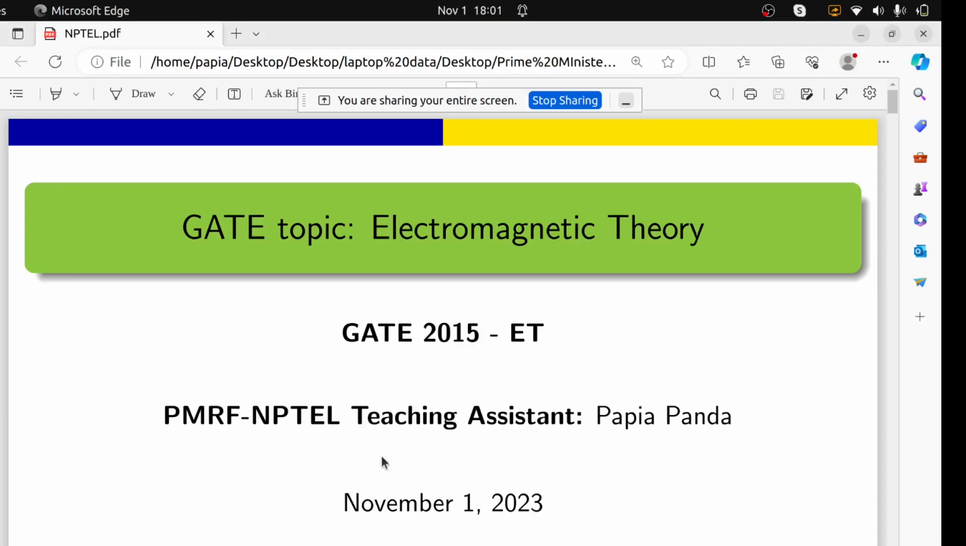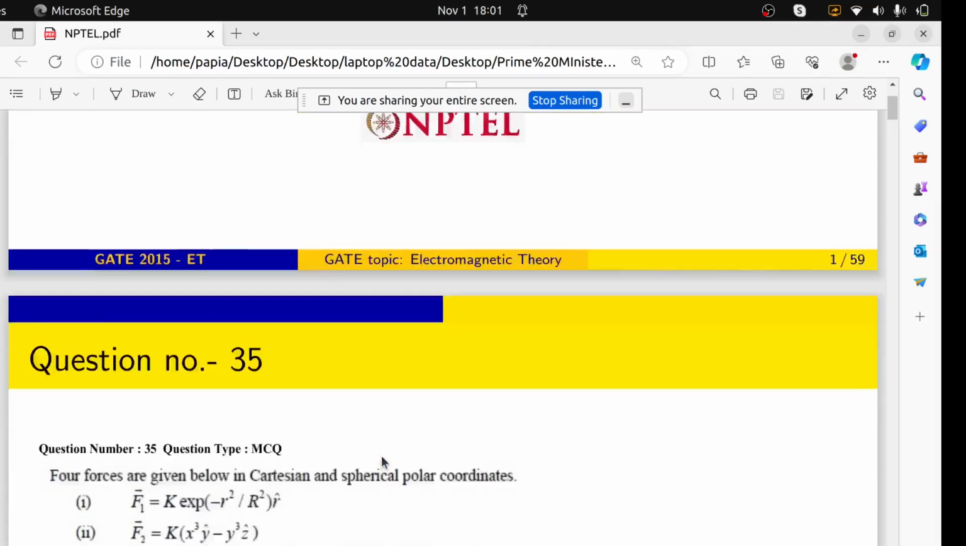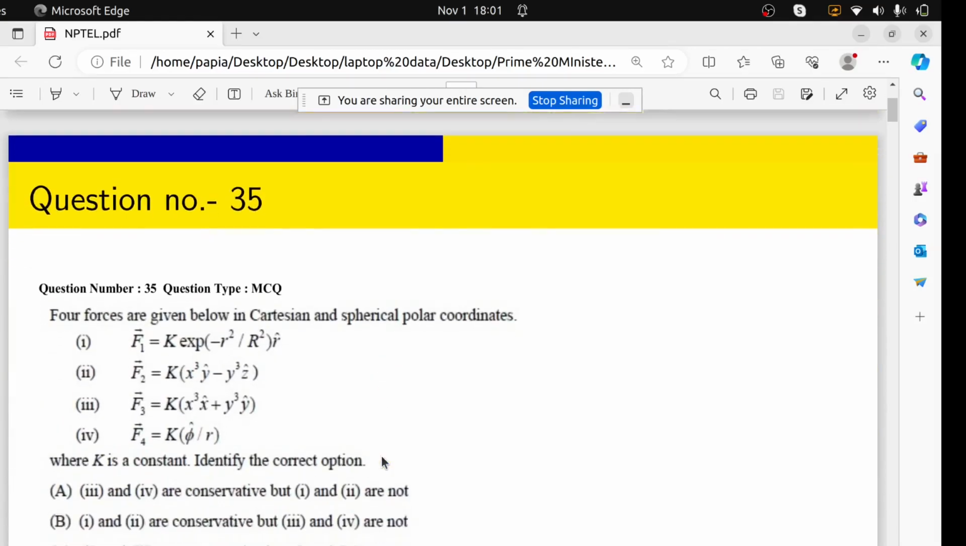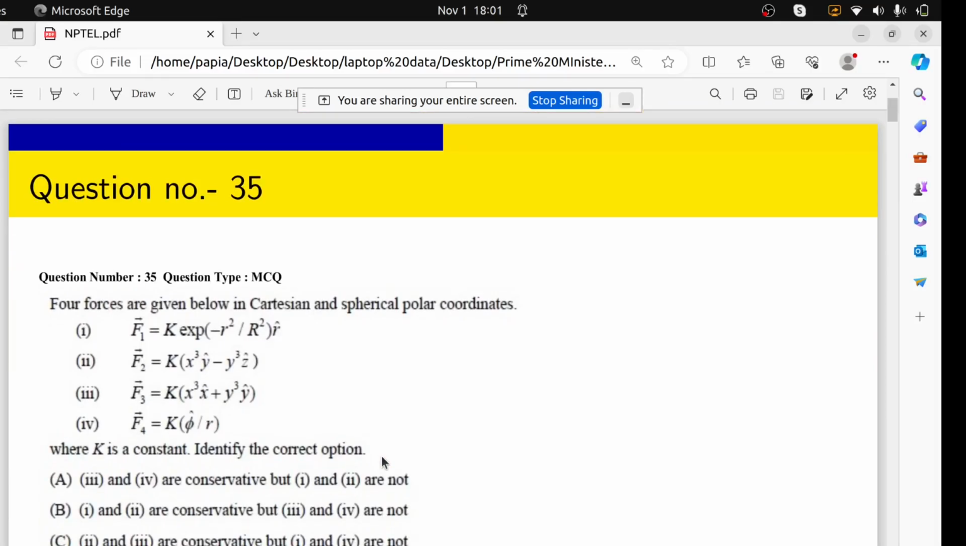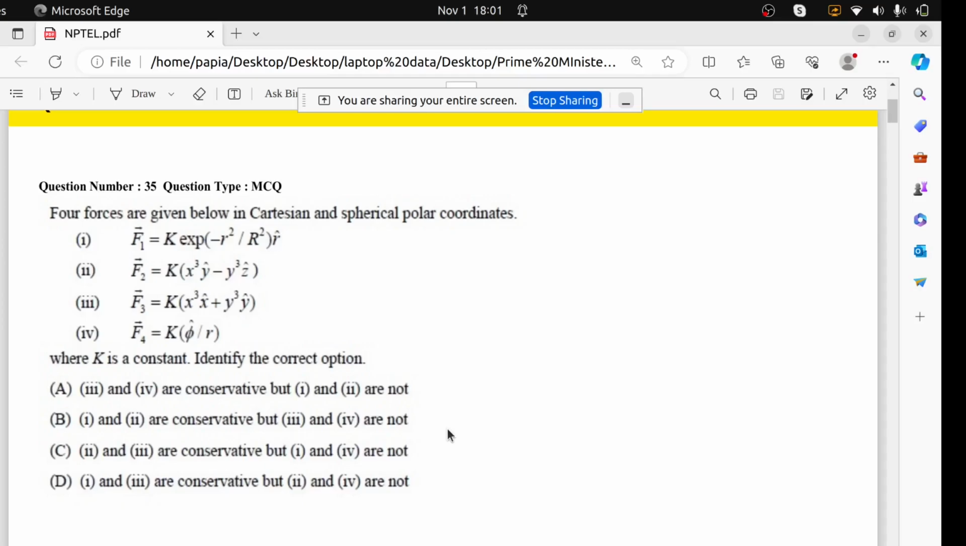So today we will talk about electromagnetic theory GATE, and there will be, I think, 8 questions for today's session. Okay, so let's start. The first question we have taken from the 2015 physics question paper, and the question number is 35. So what is the question here?